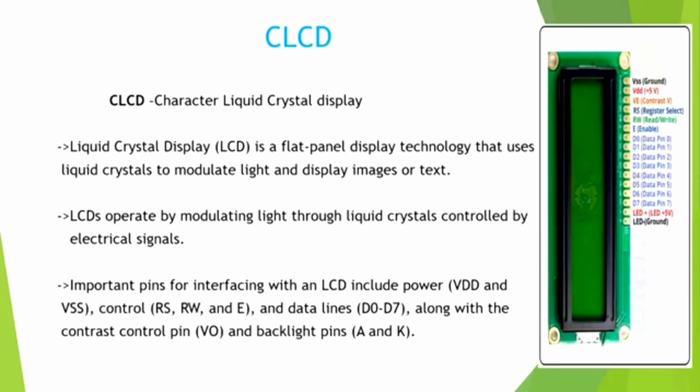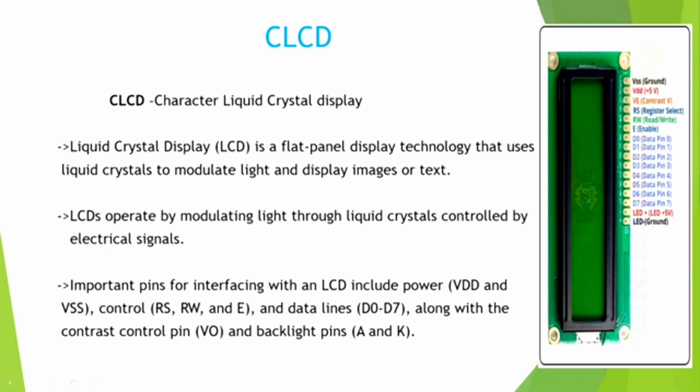Coming to the next one, that is the CLCD, character liquid crystal display. It can be used to display images or characters and some extra characters on the LCD. It operates with liquid crystals controlled by electric signals. The main pins in this LCD are VDD and VSS for power supply and ground. For control we use RS, RW and enable, and the data lines are D0 to D7, along with the V output pin, anode and cathode. Here we can see this LCD.